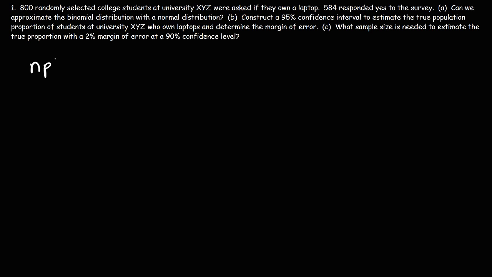There's a formula that you could use that's a good indication if you can approximate it or not. It's np times 1 minus p. If that's equal to or greater than 10, then the binomial distribution is a good approximation of the normal distribution. But let's write down what we know. We know the sample size is 800. That's how many people were surveyed. We know the number of successes, which is x, that's 584. 584 individuals responded yes to the survey.